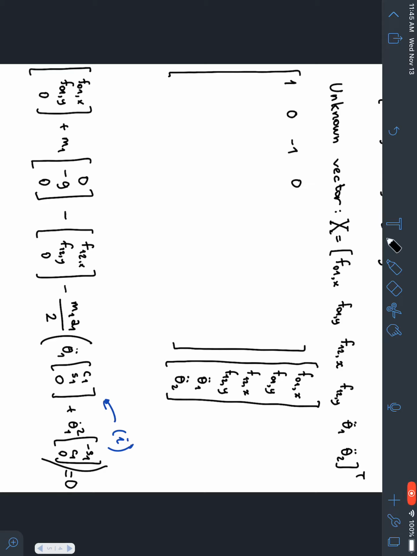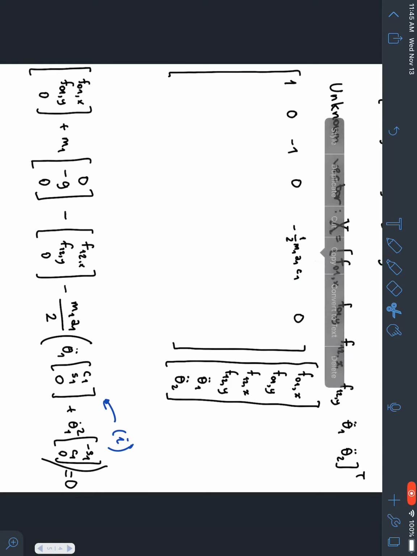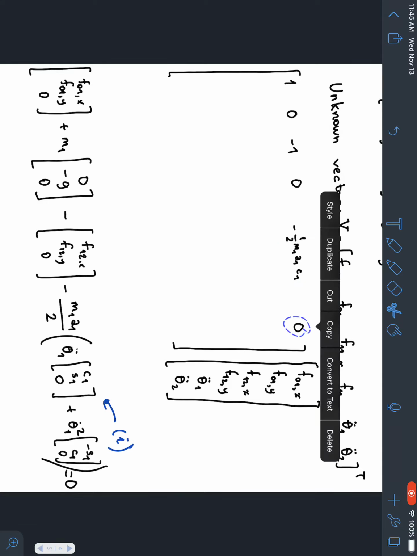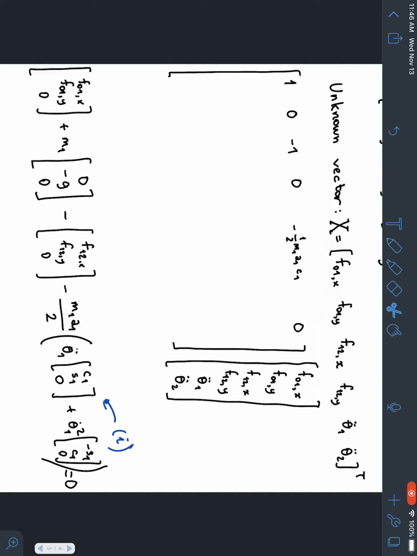The component of theta 1 double dot is what? It's over here, so that looks like minus 1 over 2 m1 a1 cosine theta 1. Yeah, that's what it looks like. And the component of theta 2 double dot is 0. Maybe I can center it a little bit here. So yeah, and this is the first equation.